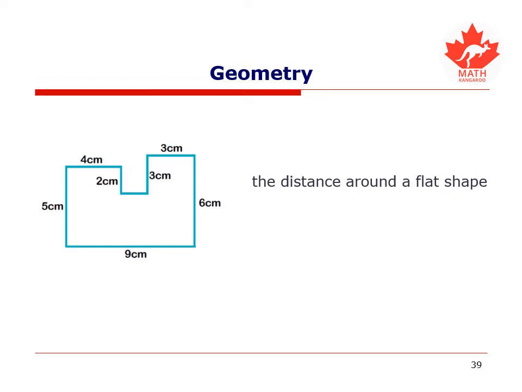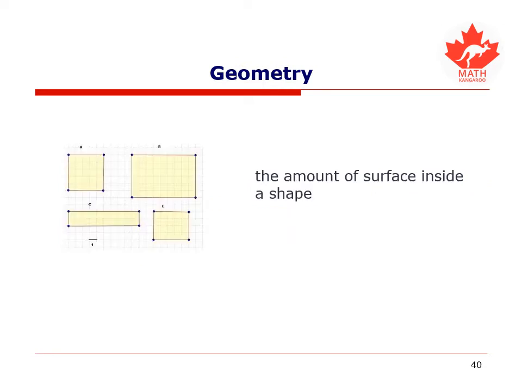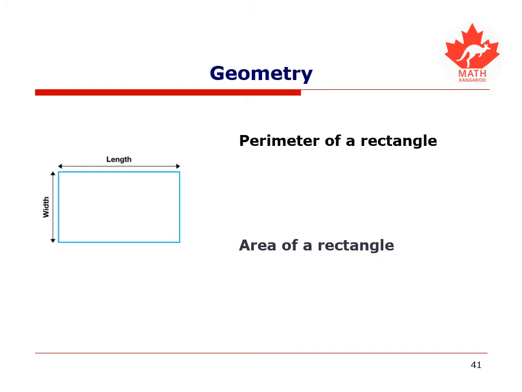The distance around a flat shape. Perimeter. The amount of surface inside a shape. Area. Next, let's look at some formulas. So here we want the formula for the perimeter of a rectangle and the formula for the area of a rectangle.